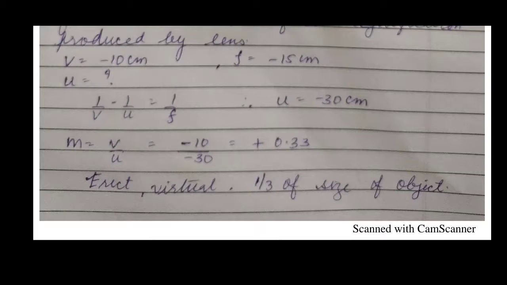According to the lens formula, 1 by v minus 1 by u is 1 by f. After calculation you will get u equal to minus 30. Again you are getting the object distance as minus 30, meaning the object will also be kept on the left side. Magnification is v by u, that is minus 10 upon minus 30, 0.33. Magnification is positive, so you can say that the image is virtual and erect. The minus is cancelled, it will be 1 upon 3. So the size of the image is 1/3 of the size of the object.